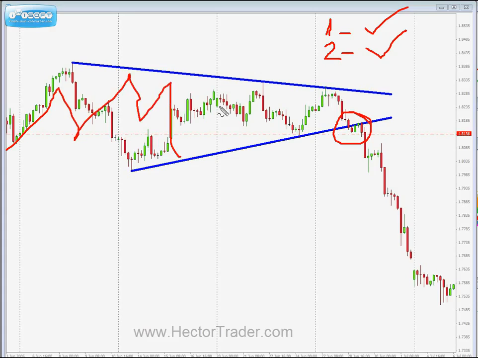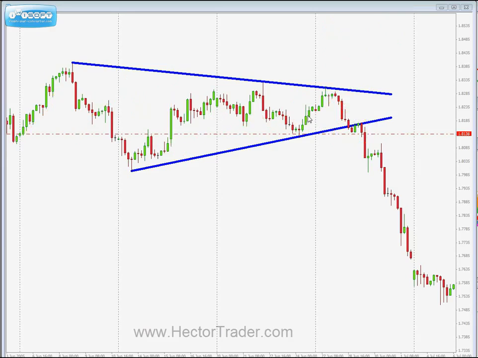Once the consolidation area decides to give way, you don't take the trade here or here or here or here. No. You wait for the breakout. You only enter the trade once the breakout has given way, once the triangle, the consolidation area, has given way. It's not like you are taking an entry blindly. You are waiting for the right time to take your entry, and always in the direction of the main trend.